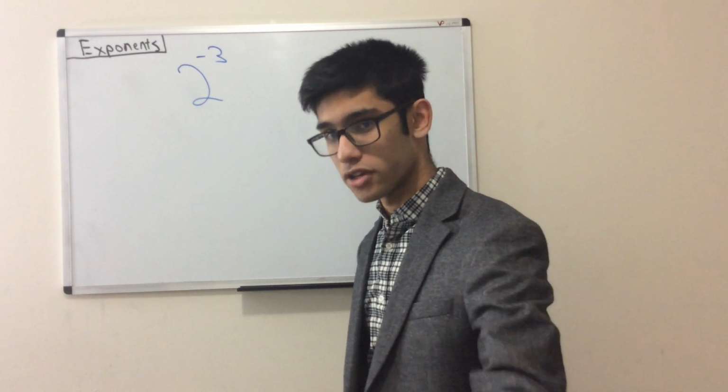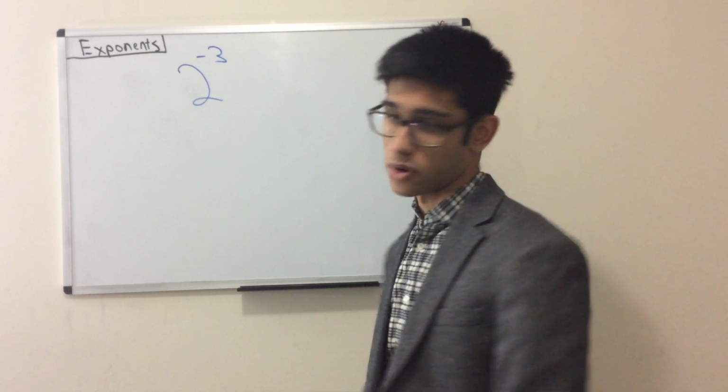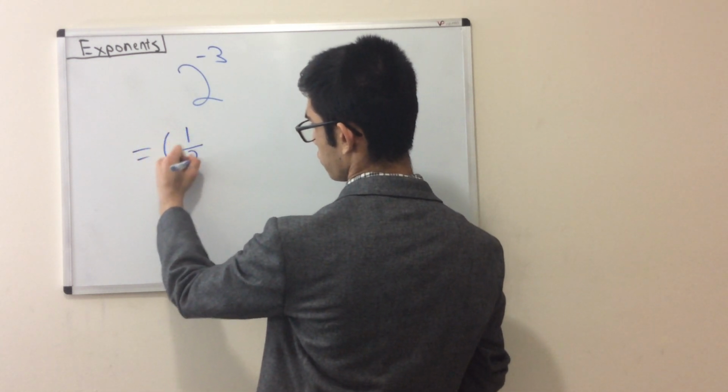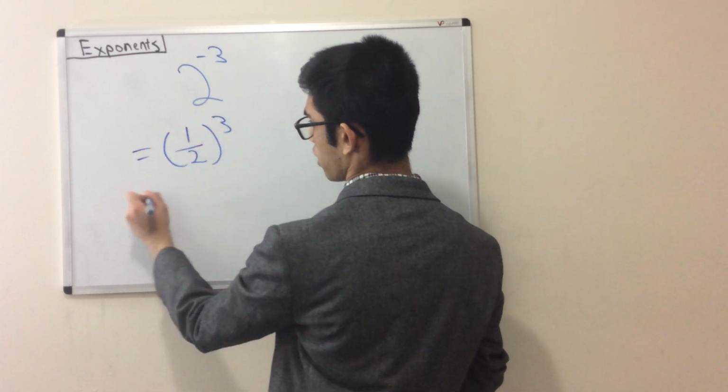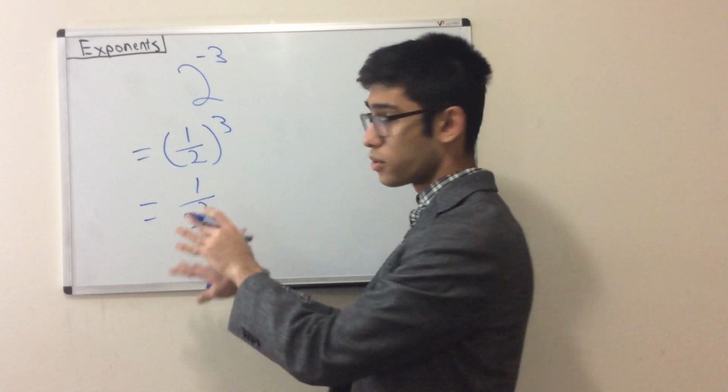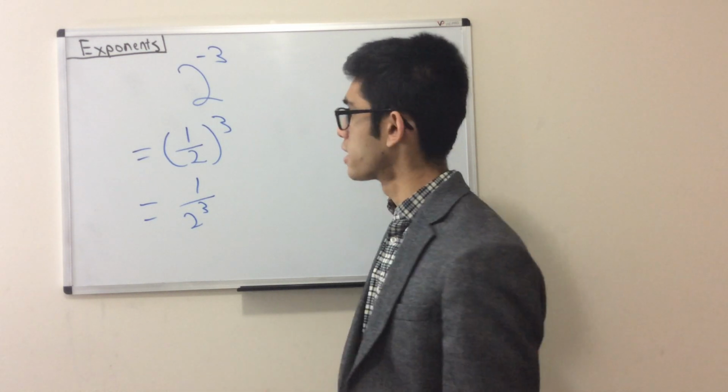So I'm going to do it and I'm going to show you what I did, or you might actually pick up on what I did right away. So this I can write as 1 over 2 to the power of 3. So this is how you would solve it. Now I'm going to explain what is happening here.